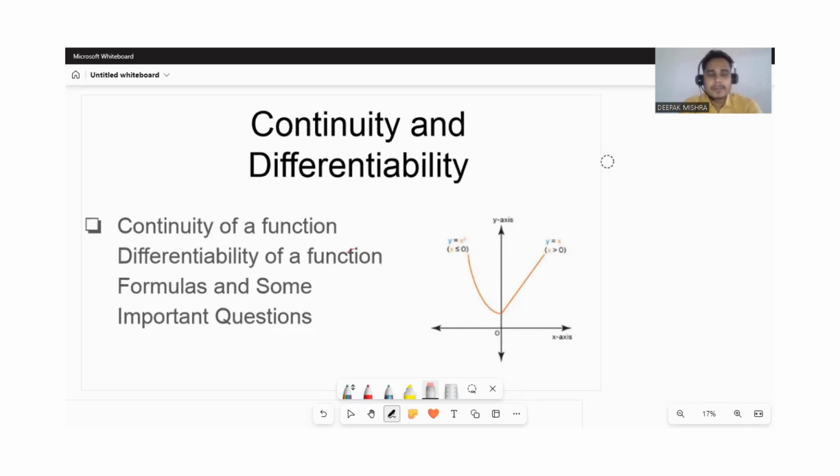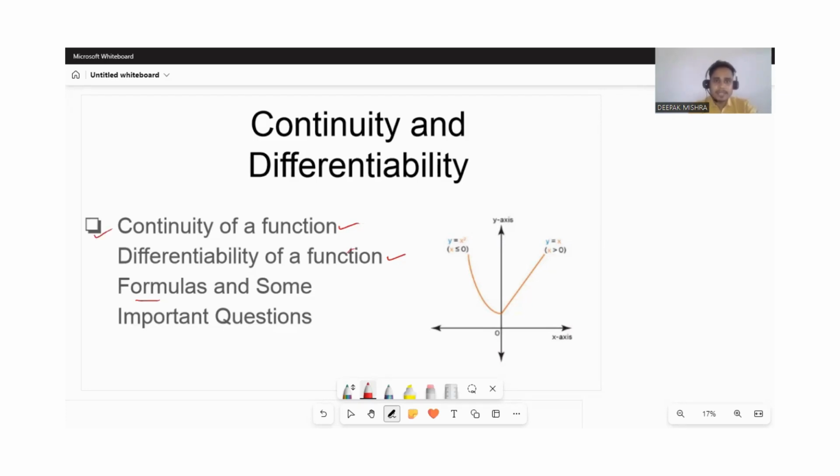Now, in this video, I'm going to demonstrate the topic that is continuity and differentiability. In this topic, we will discuss three important things. First one is continuity of a function. Second one is differentiability of a function. After that, we have some important formulas and we will take some important questions, so that it becomes easy for us to connect with them. Now, starting with the first term, that is continuity of a function.